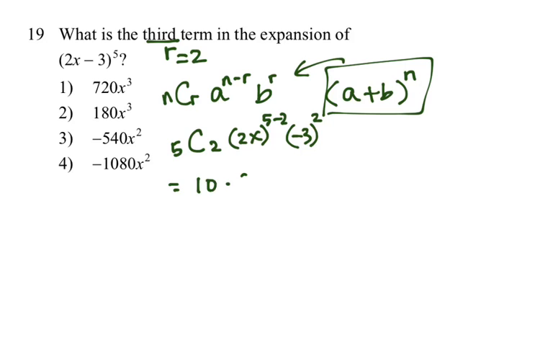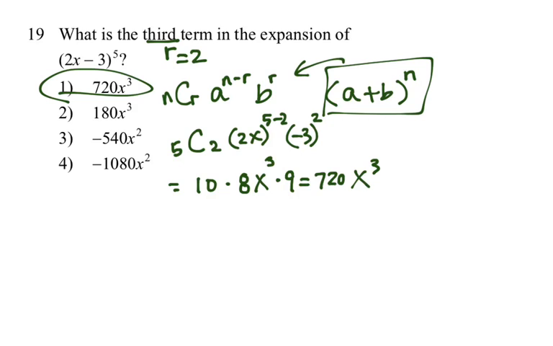As I calculate this, 5C2 equals 10, and then (2x) to the 5 minus 2 power is equal to 8x to the third power, and then we end up getting this value. So when I combine them together and multiply them out, we get 720x to the third power. Alrighty, let's look at the next question.